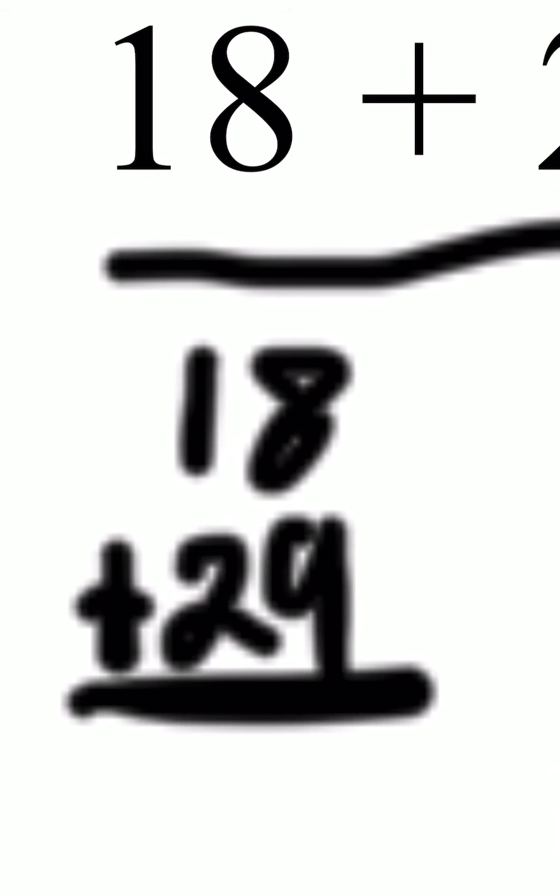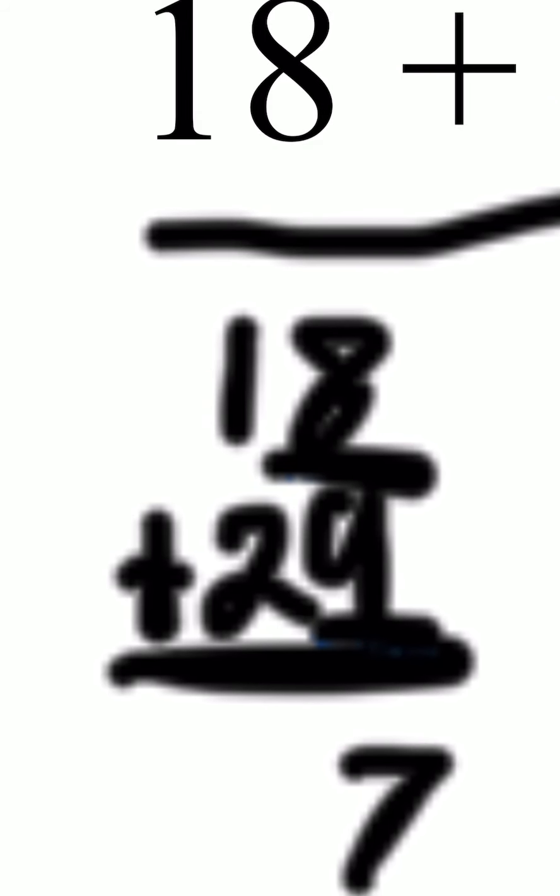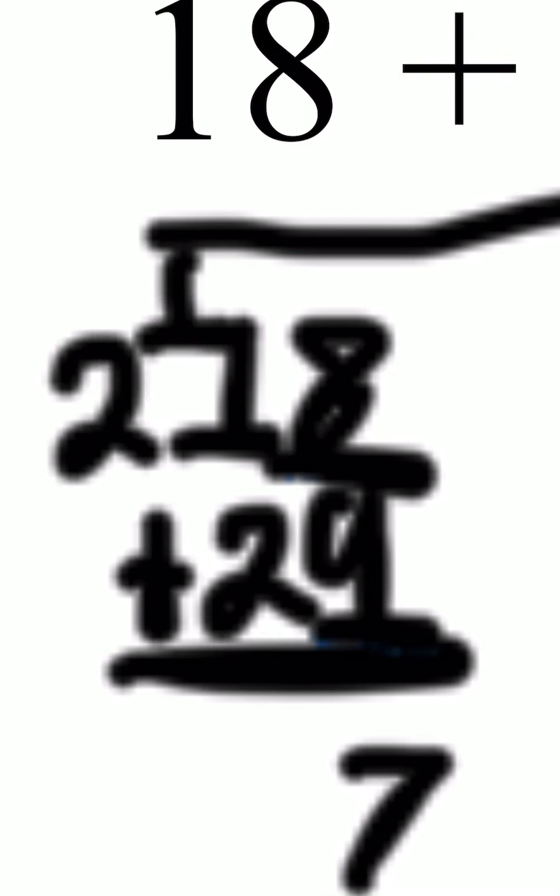We need to first add the numbers that are in the ones place, 8 and 9. So 8 plus 9 is 17, and we need to write 7 in the ones place and 1 in the tens place. 1 plus 1 is 2, and 2 plus 2 is 4. So we have 47 on this side, and we have 42 on this side.